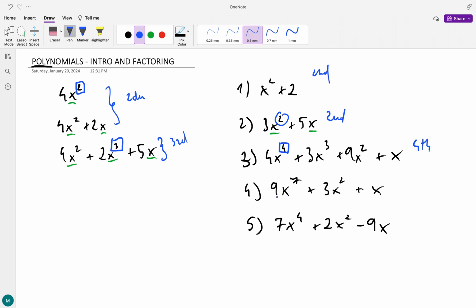Fourth example, we have 1, 2, 3 terms, so it's a trinomial, and the highest degree that we can spot is 7, so it's a 7th degree trinomial. Fifth example is also a trinomial. We have 3 terms, and the highest degree is 4.